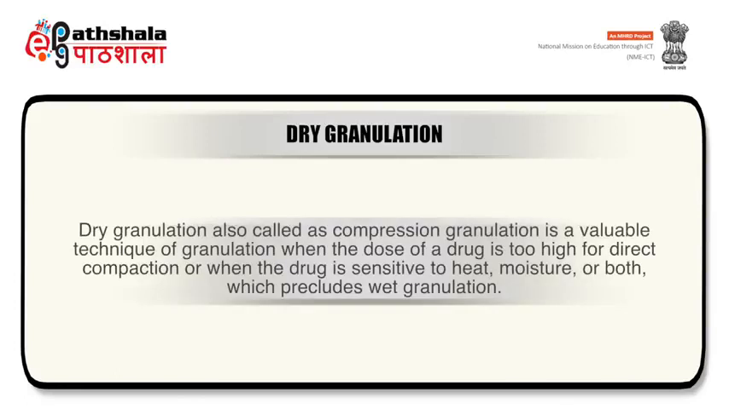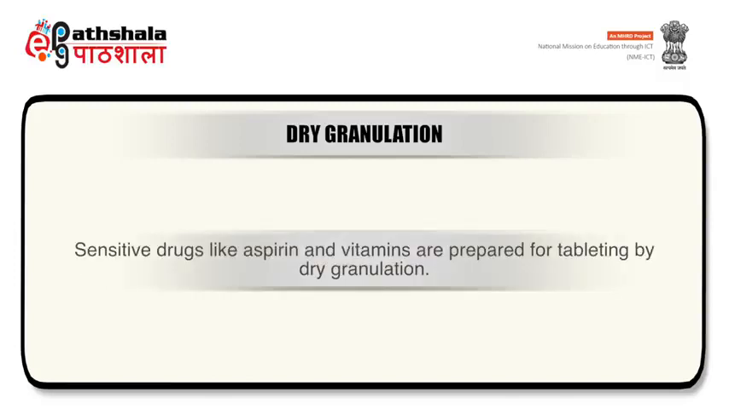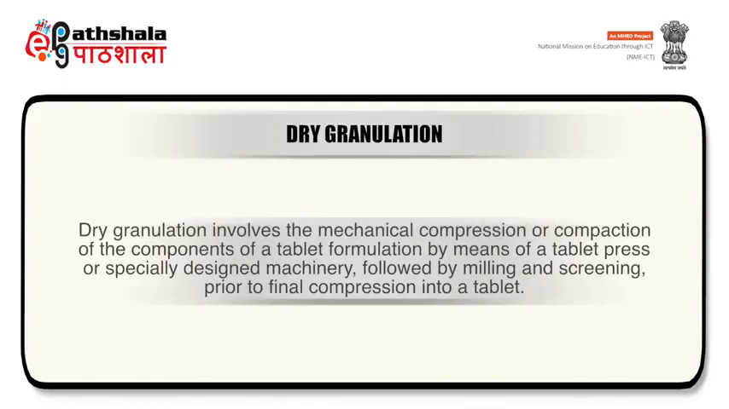Dry granulation, also called compression granulation, is a valuable technique of granulation when the dose of a drug is too high for direct compaction or when the drug is sensitive to heat, moisture, or both, which precludes wet granulation. Sensitive drugs like aspirin and vitamins are prepared for tableting by dry granulation. Dry granulation involves the mechanical compression or compaction of the components of a tablet formulation by means of a tablet press or specifically designed machinery, followed by milling and screening prior to final compression into a tablet.